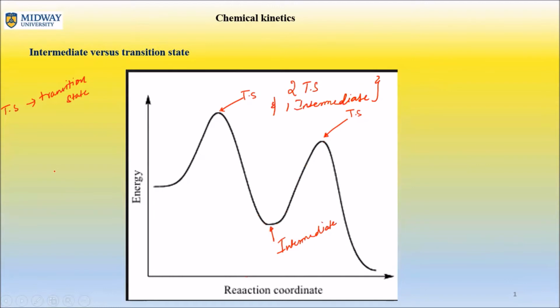So you could expect something like this. If a reaction goes like this and comes down, if this is reactants and products, you don't have an intermediate here, okay? This is the start, this is the end. There's only one crest, and so we have a transition state, no intermediate.